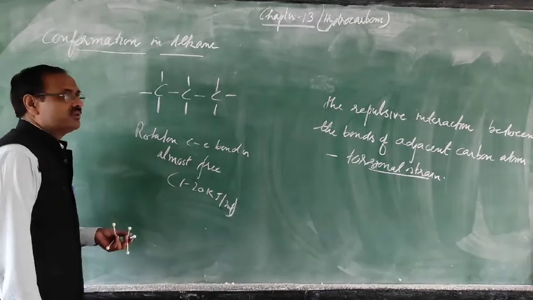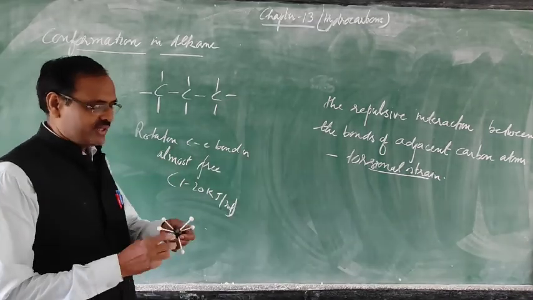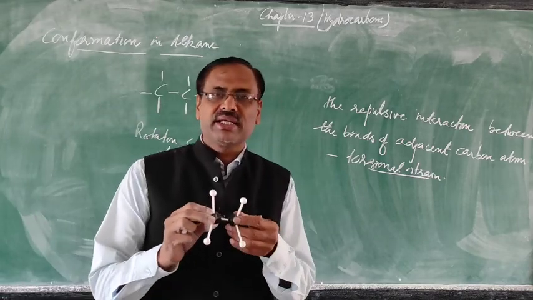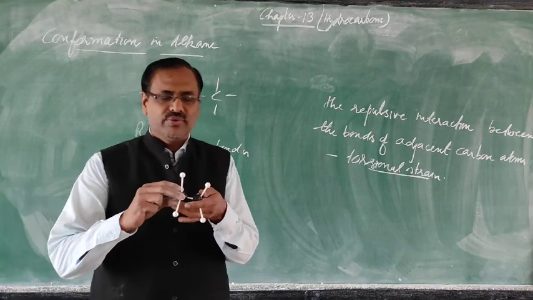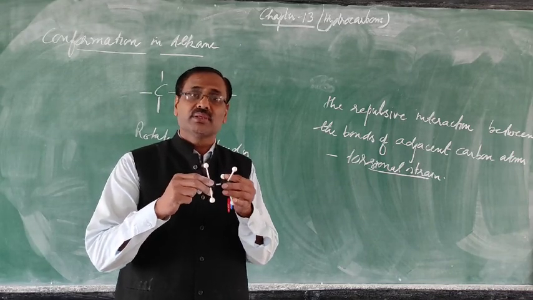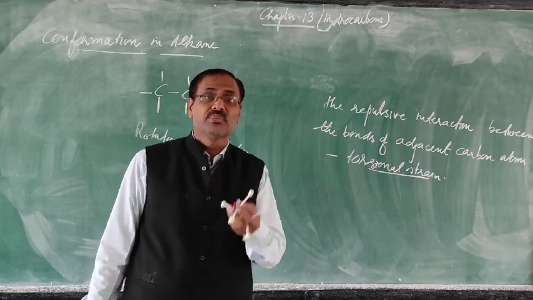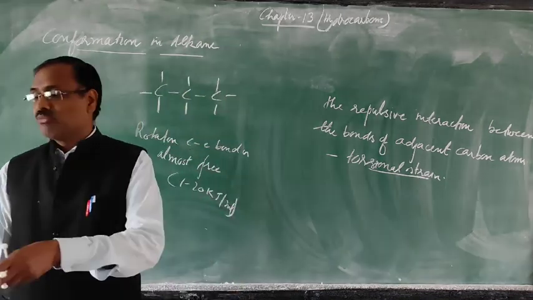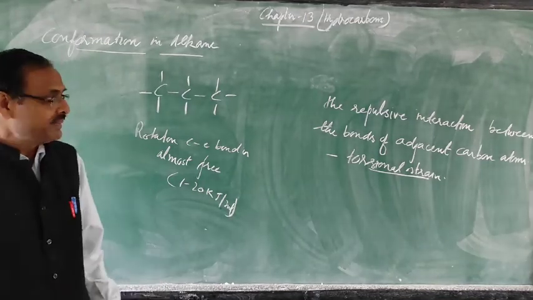As I told you, the rotation about the C-C bond is almost free, but why is it not completely free? Because repulsive interaction is there. So when you rotate it like this, many structures are possible. An infinite number of momentary arrangements of atoms in space are possible, and these momentary arrangements of atoms in space are called conformations.